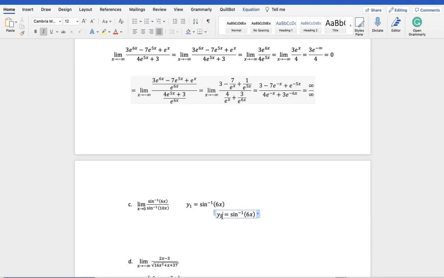But another way you could think of is using Taylor series expansion. I think you will see that next semester, because then you can express the sine inverse function in terms of a polynomial, and then you'll be able to just use the rules for polynomials to solve these limits. But that's another way to do this. So if y1 is equal to sine inverse, then it just means that sine of y1 is equal to 6x, right?